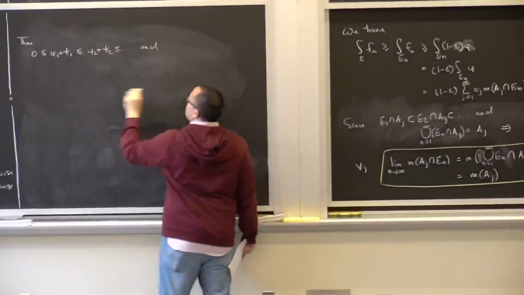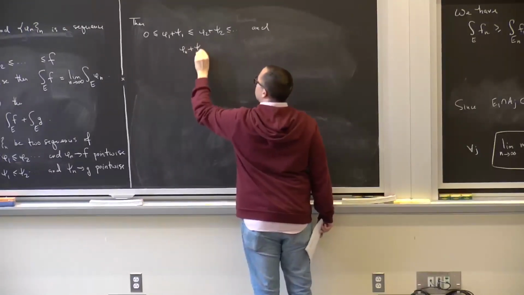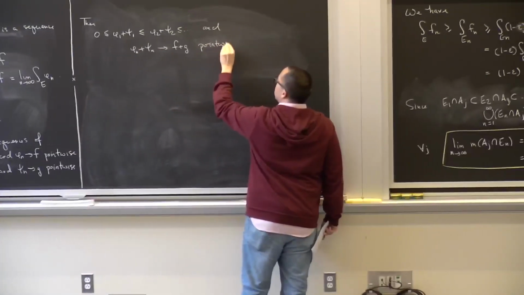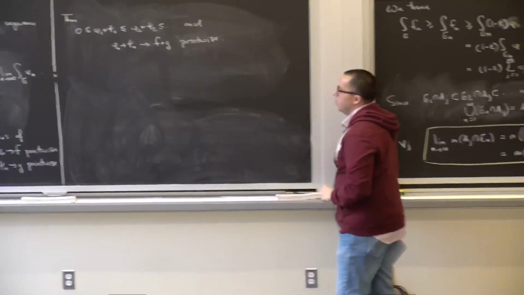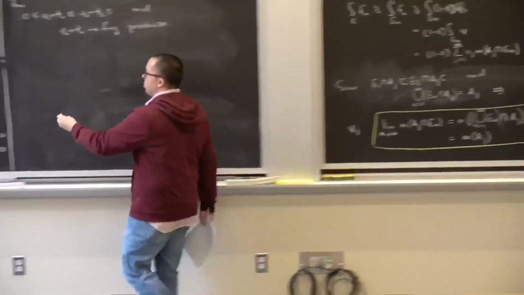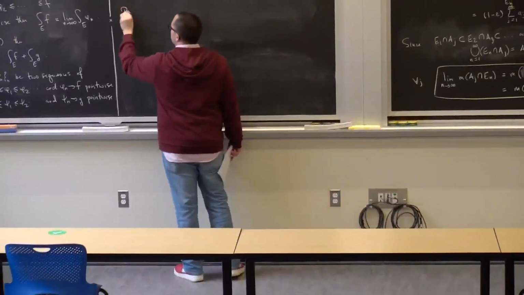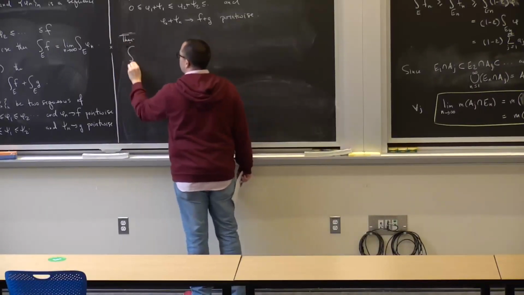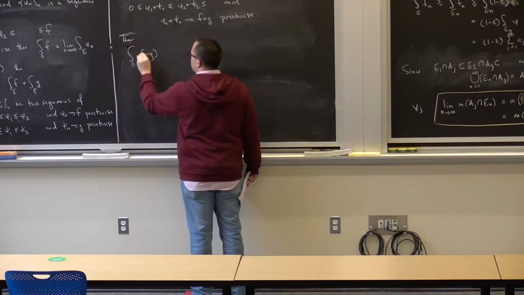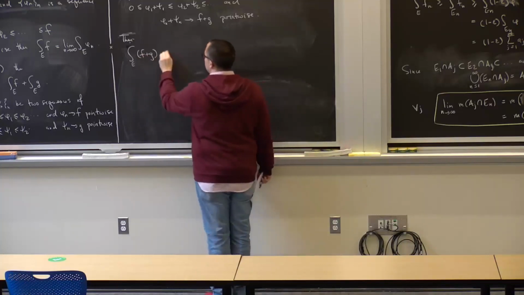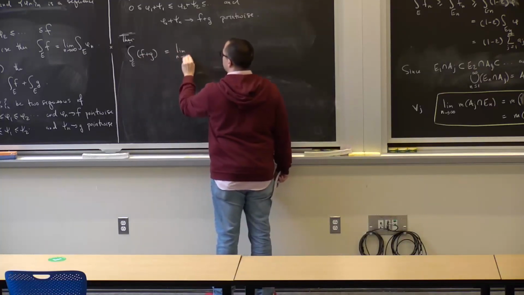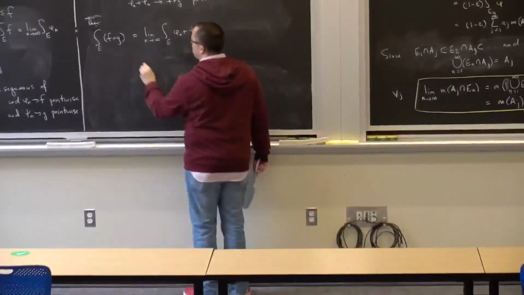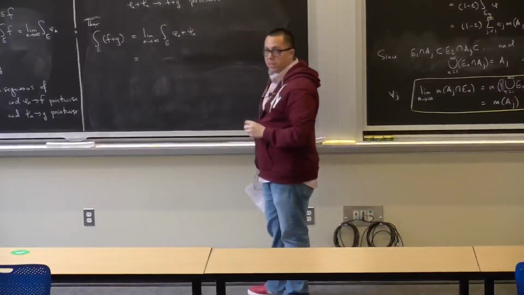And phi n plus psi n converges to f plus g pointwise. Okay? And by this theorem that followed immediately from the monotone convergence theorem, I get that the integral of f plus g over E is equal to the limit as n goes to infinity of the integral over E of phi n plus psi n. And now we've proved linearity of the integral for simple functions.